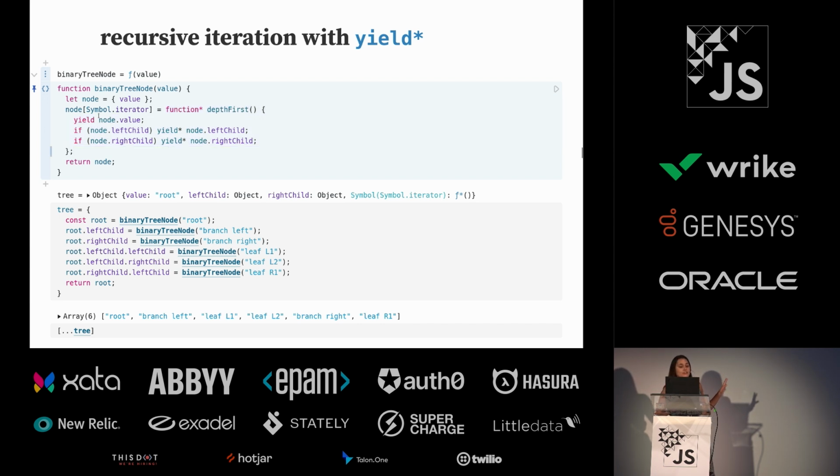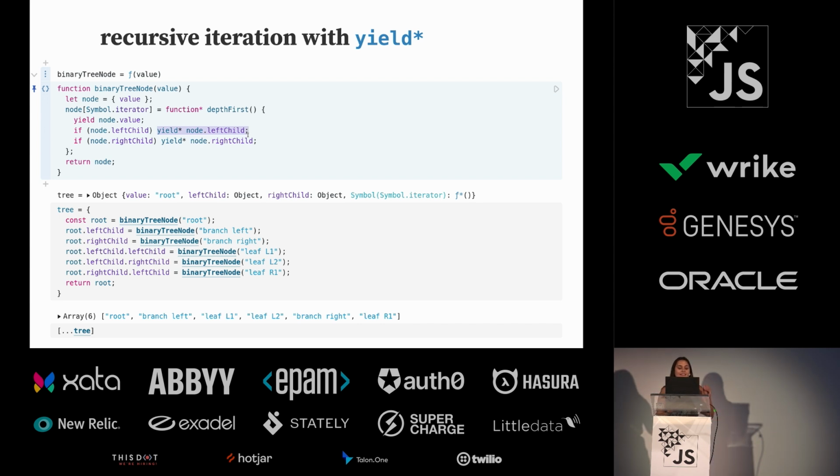And what this is doing is it starts out, we yield the value of this node, and then if the node has children, we use yield star to successively yield the entire subtree represented by that child node.